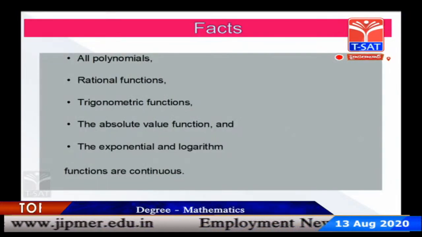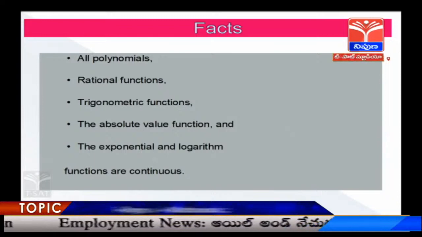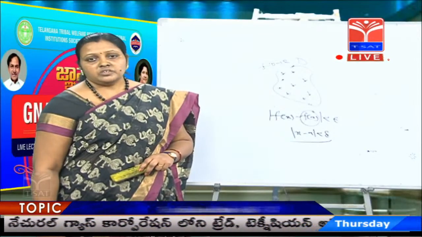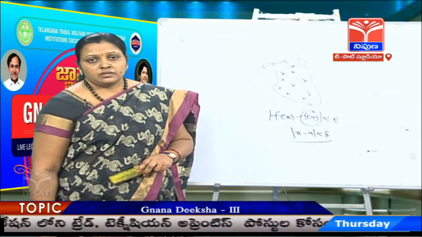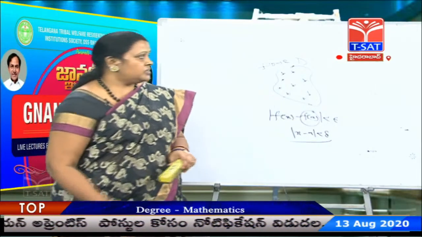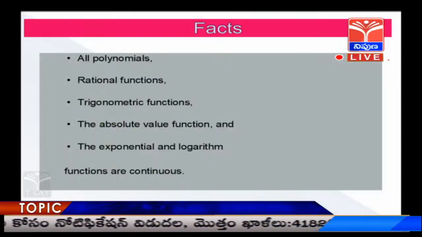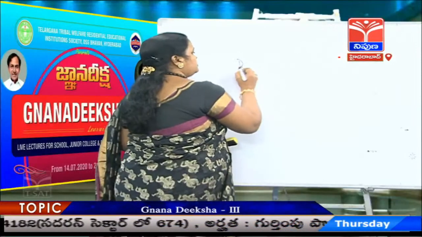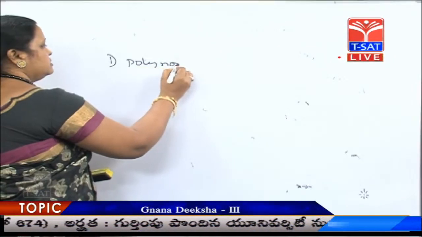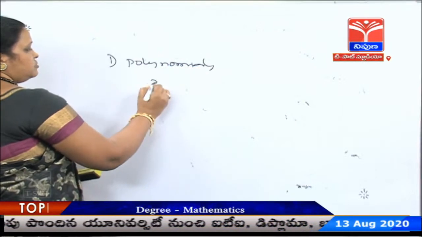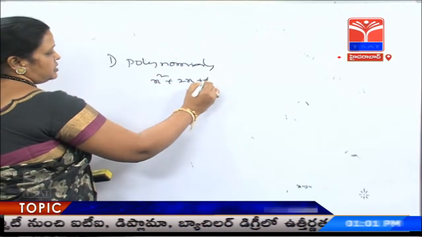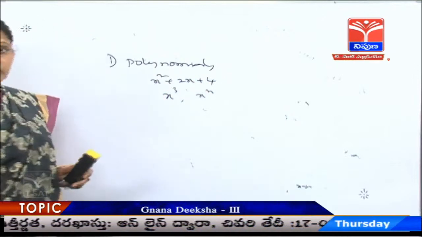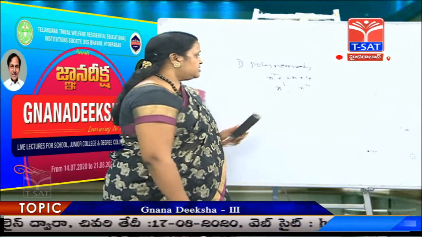Now coming to the main facts of the functions. What are the facts of the functions? Simply, we cannot say how it is possible, so we take it as a statement. We are saying in the facts that all the polynomial functions, for example x square plus 4, or x cube, or x power n, are always continuous.